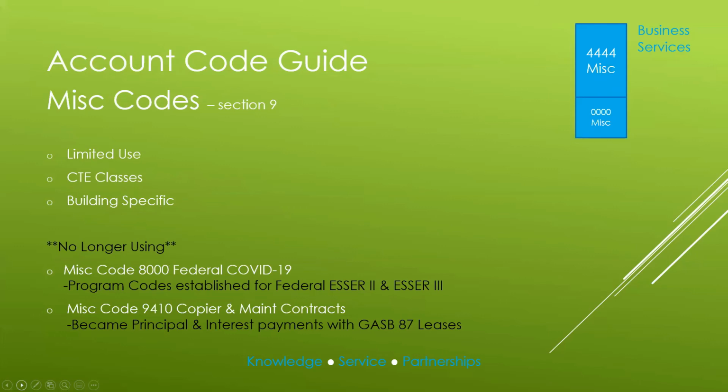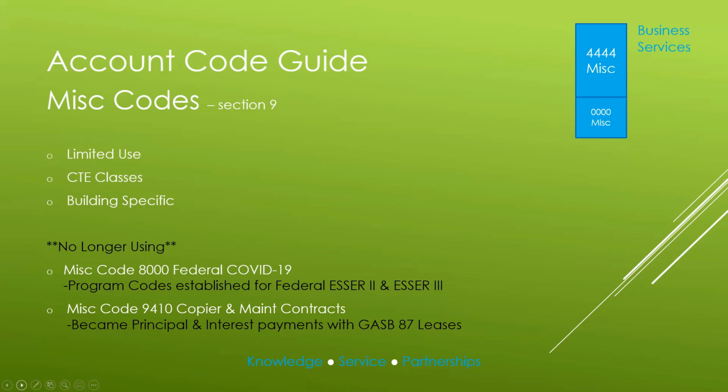In section 9, we have what we call miscodes. So these are very limited use. CTE has a lot for classes, and then we do have some generic building specific codes. I don't know if you can say generic and specific in the same sentence, but for example, you might get a donation that you want to track the expenditures on. Well, we can add this building specific miscode so that you can see all the expenditures related to that.